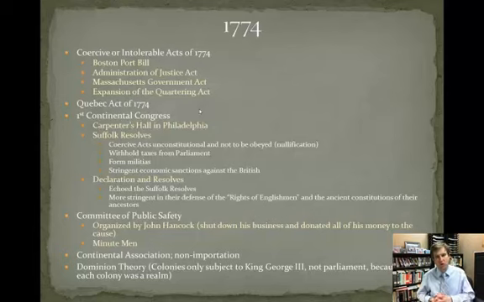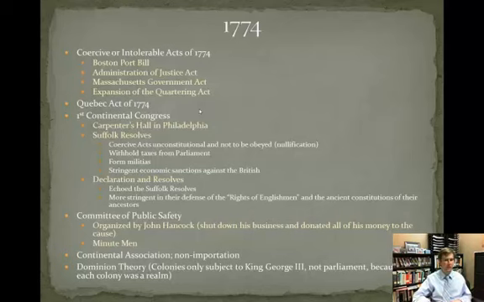They were more stringent in the defense of the rights of Englishmen in the ancient constitutions of their ancestors. But again, here are the colonies saying, guess what? We're going to assert our authority, our sovereignty, and we're going to say no to your unconstitutional legislation. At the same time, the Committee of Public Safety was organized in Massachusetts by John Hancock.